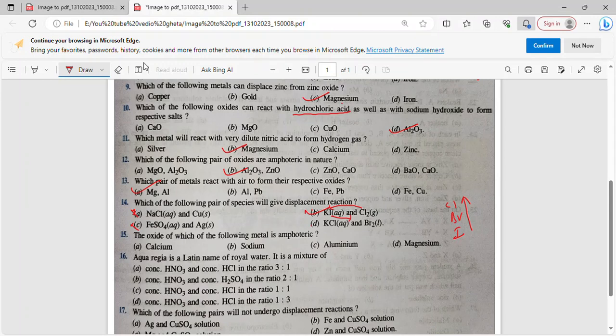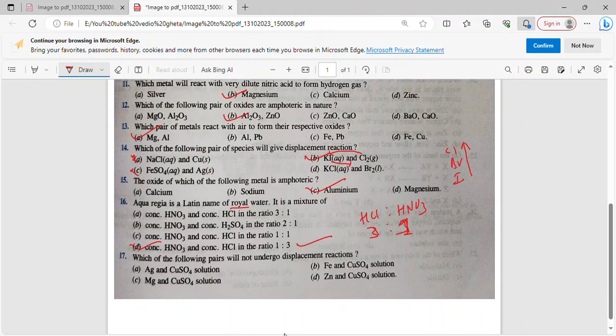Let's go for the next. Oxide of which metal forms an amphoteric oxide? Obviously, aluminium. Aqua regia is royal water. Aqua regia is used to dissolve gold and noble metals like gold, silver, platinum. It is a mixture of HCl and nitric acid in the ratio of 3 to 1. HCl is 3, remember, and nitric acid is 1. So this is the correct answer, option D.